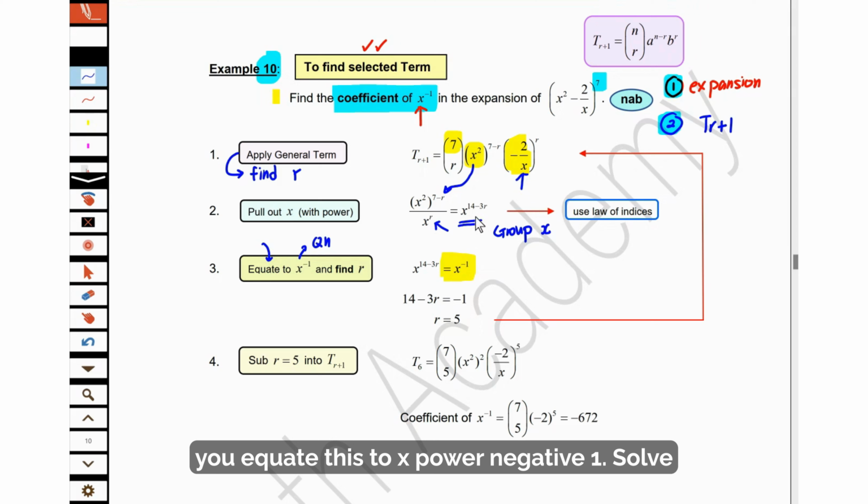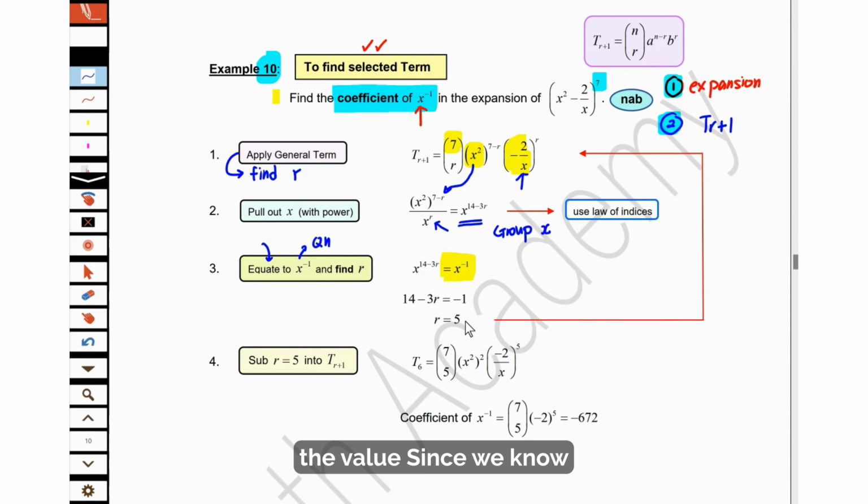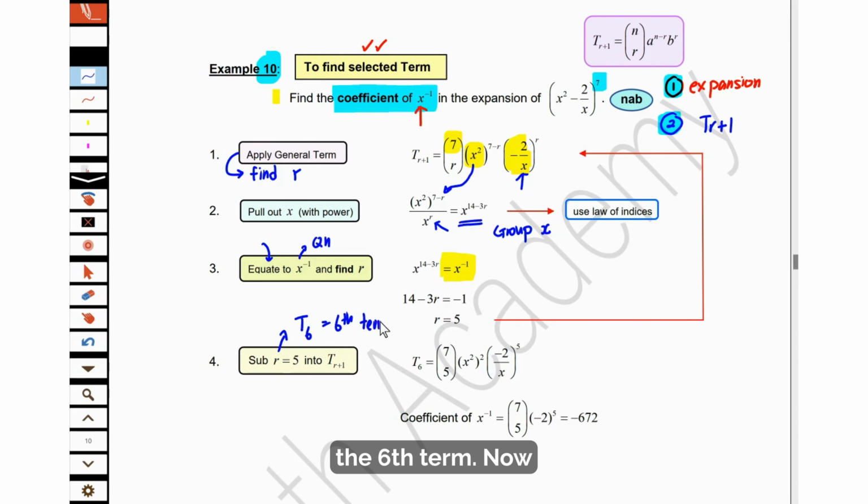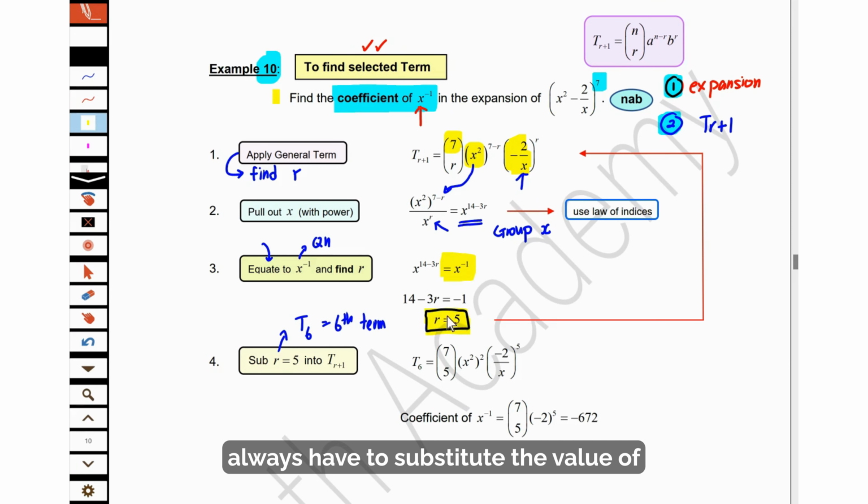So you equate this to x power negative 1. Solve the value of R. Since we know R, we will know which term. Okay? Now, when R equals to 5, it's actually called the 6th term. It's T6. It's the 6th term. Now, after you have found R, you always have to substitute the value of R back into the original question first because they wanted you to find coefficient.